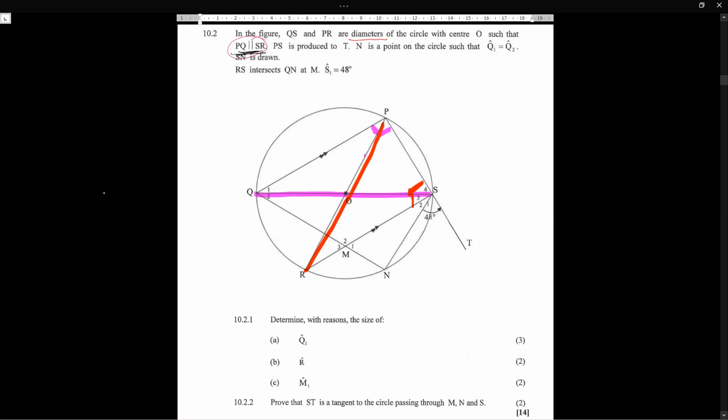Then they tell you that Q1 is equal to Q2. So let's make a note of that. We don't know what it is, so we're just going to put a dot here and a dot there telling us that they are equal. Then it goes on to say RS intersects QN at M and S1 is 48. So we're ready to start the question. The question says, firstly, find angle Q1.